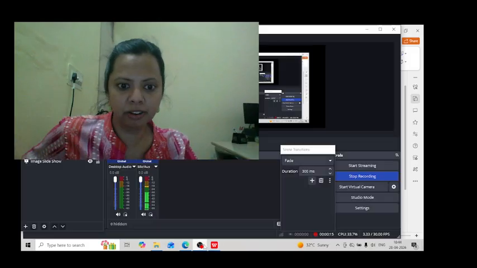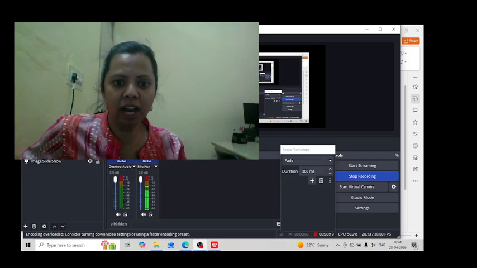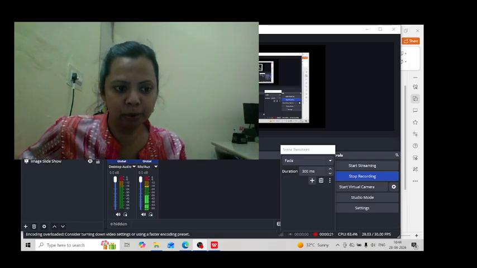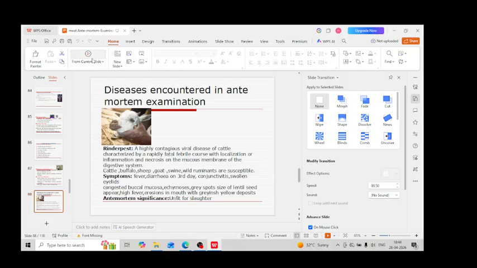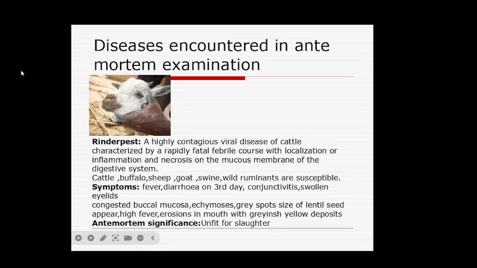Here we have the disease conditions and judgments during the antemortem inspection. So here is the slide of mine. Okay, diseases encountered in antemortem examination.